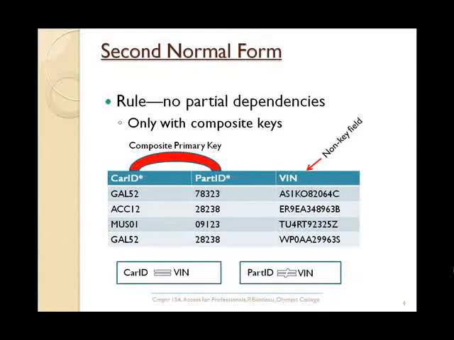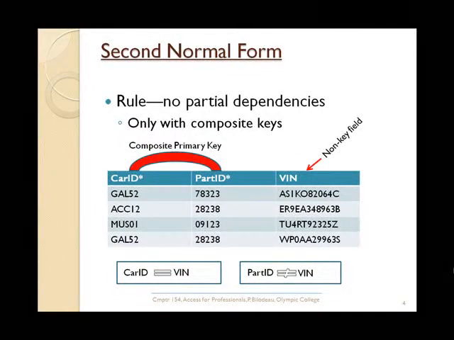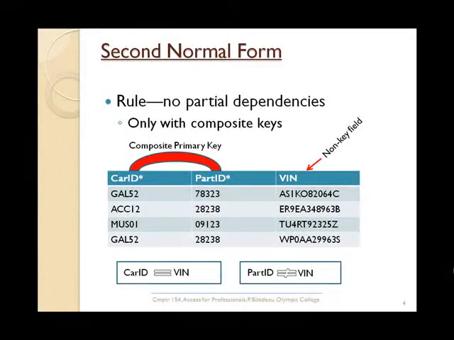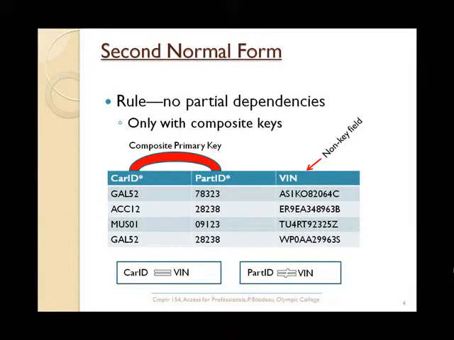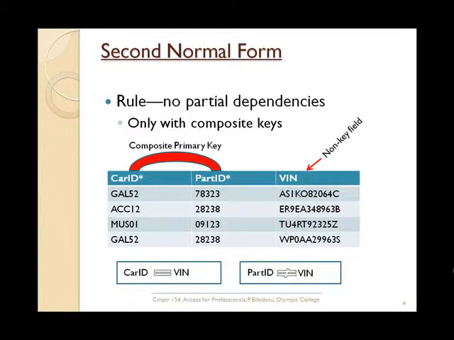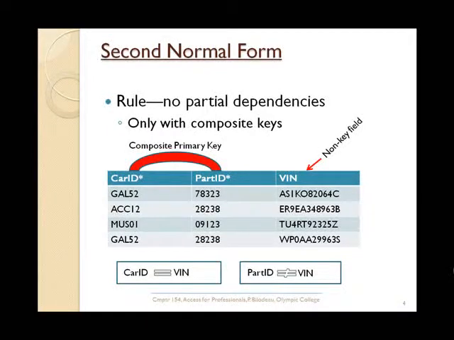A partial dependency occurs when the non-key fields in the table relate directly to only one of the two or more fields in the composite primary key, hence the term partial, since the fields are only partially dependent on the key. All fields in a table that uses a composite primary key should be tested for how they relate to the entire key. Any partially dependent fields need to be removed from the table and placed in their own tables.